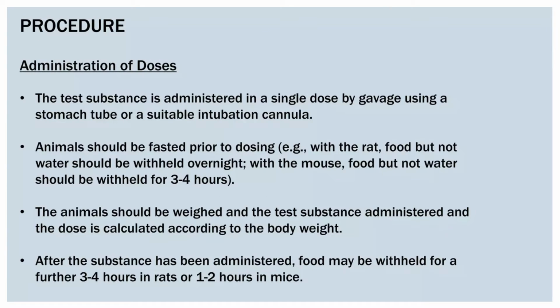The administration of doses. The test substance is administered in a single dose by gavage using a stomach tube or suitable intubation cannula. Animals should be fasted prior to the dosing. With the rat, food but not water should be withheld overnight. With the mouse, food but not water should be withheld for 3 to 4 hours. Mainly for rats, we are removing food from their cage for 12 hours.